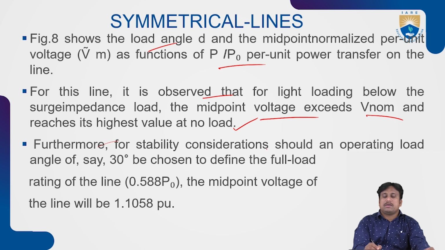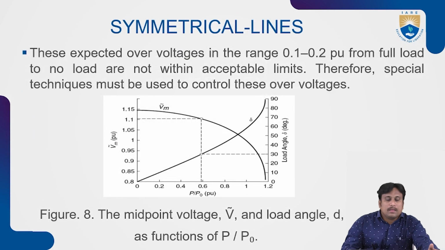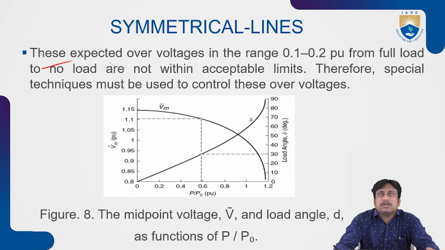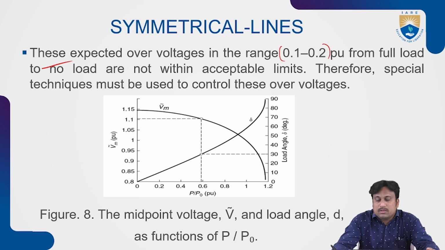Furthermore, for stability considerations, we should operate at a load angle of 30 degrees, and it should be chosen to define the full load rating of the line, which is about 0.588 P naught. And the midpoint voltage of the line will be 1.1058 per unit. So all the numerals are considered at a given angle for the whole system. All these are expected overvoltages, which lie in the range of 0.1 to 0.2 per unit from full load to no load, which are not within the acceptable limits. So special techniques must be used to control these overvoltages.